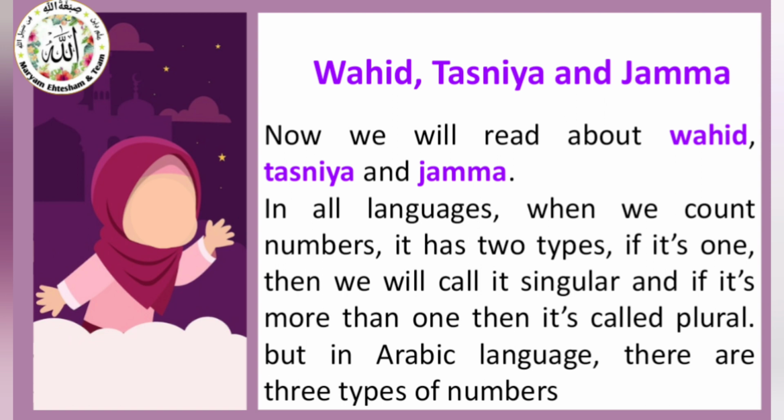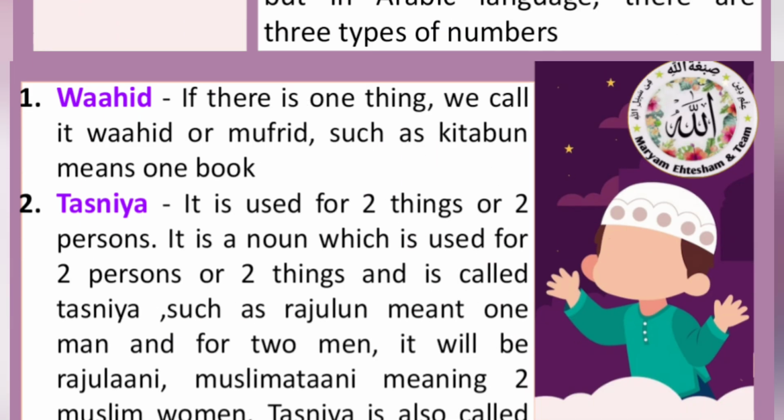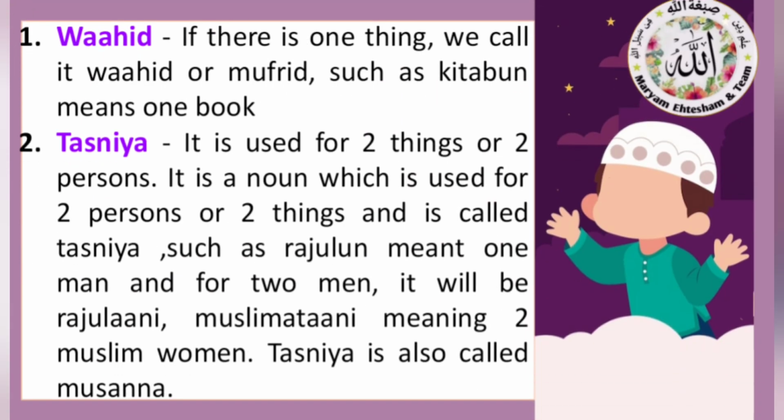In all languages, when we count numbers, it has two types, right? If it's one, then we call it singular. And if it's more than one, then it's called plural. But in Arabic language, there are three types of numbers. If there is one thing, we call it wahid or mufrid. Such as kitabun means one book.